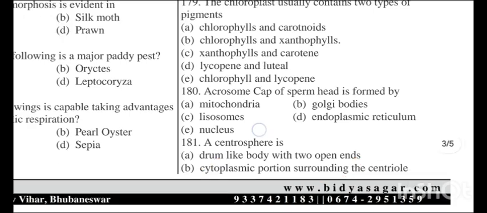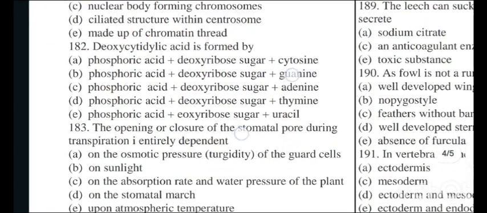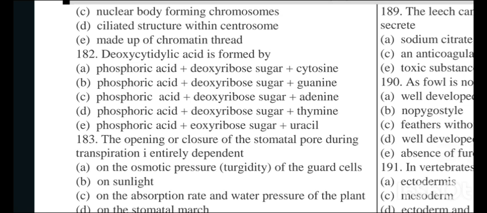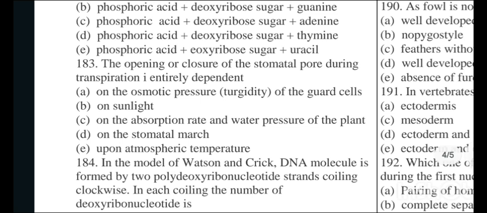Next question, deoxycytidylic acid is formed by, so it is formed by phosphoric acid, deoxyribose sugar and cytosine. Next question is, the opening and closure of stomatal pore during transpiration is entirely dependent on, it is dependent on the osmotic pressure of the guard cell.